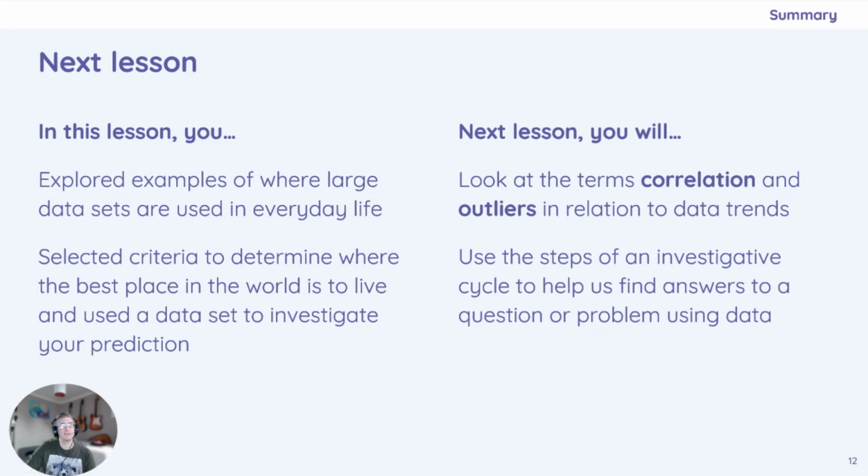So that is a little bit more about global data. We explored examples of large data sets and we selected some criteria and we came out and decided where the best place to live is. Next lesson, we're going to look at the terms of correlation and outliers in relation to data trends, and use the steps of an investigative cycle to help us find answers to a question or problem using data.